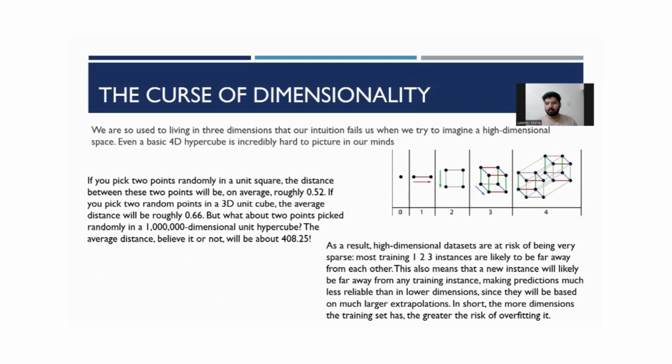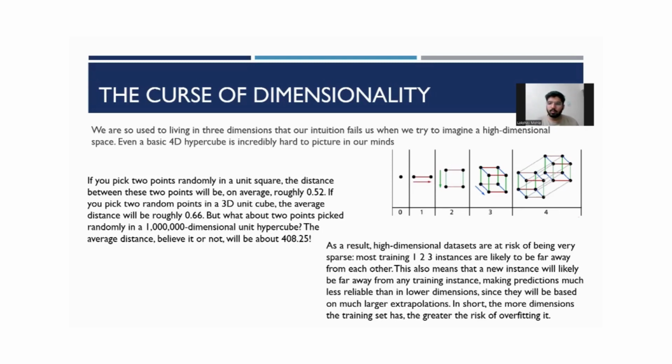Now, why are we studying this? Why are we talking about the computational time complexity of PCA? The problem is that we are so used to living in three dimensions that our intuition fails to imagine even 4D things. We cannot visualize things beyond 3D. For example, in this figure, we have a point which is zero dimensional, then a line, then a square, then a cube. We are able to visualize them with no problem.